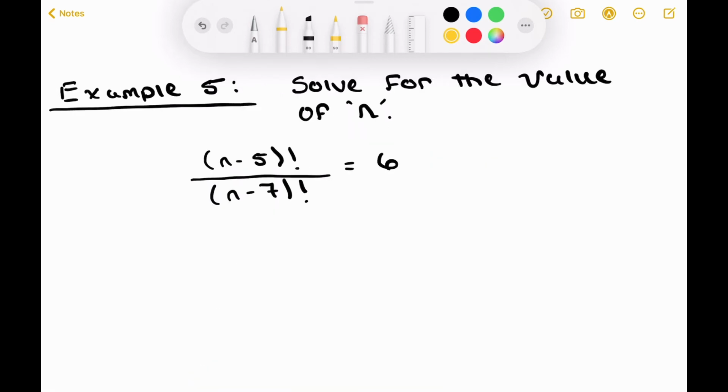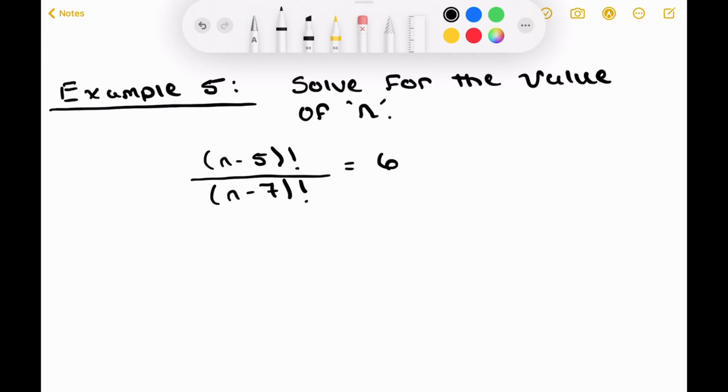Now for a little bit more application-based work. Instead of just simplifying and getting a reduced term, what we're going to do is actually solve for the value of n in a given equation. So in this case, we're going to solve for n. What we're going to first have to do is simplify the left-hand side with those brackets. So we're going to take that (n minus 5) factorial over (n minus 7) factorial and simplify it.